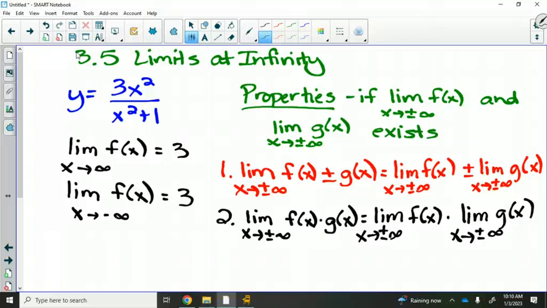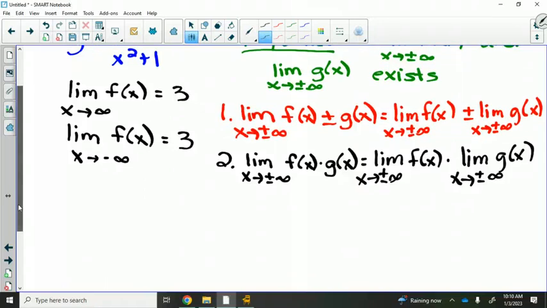All right, now next thing we're going to do, we're going to write a little statement in math jargon and bring another word into play. And this you talked about in pre-calc as well.